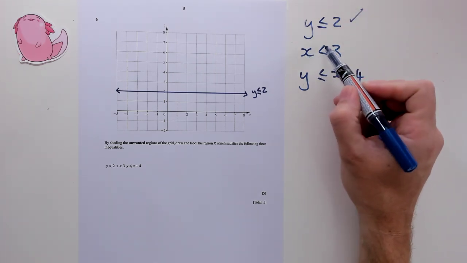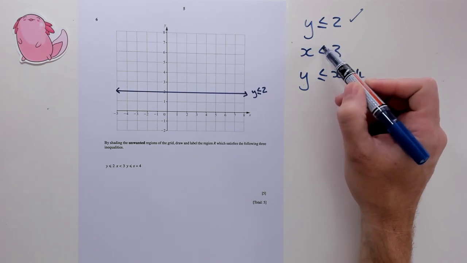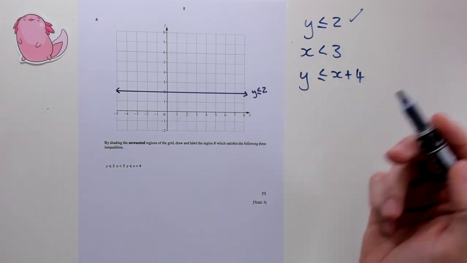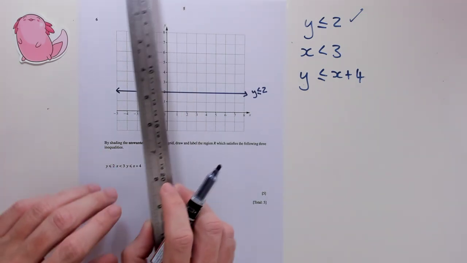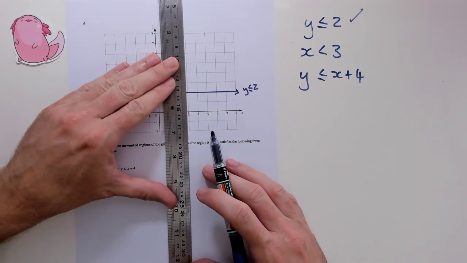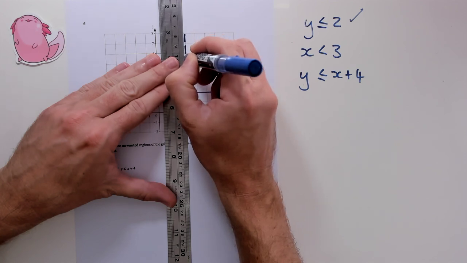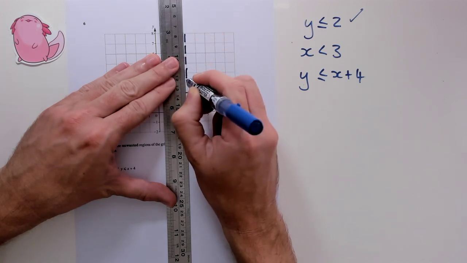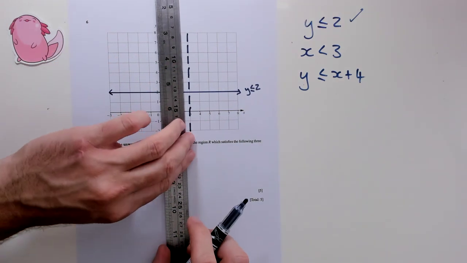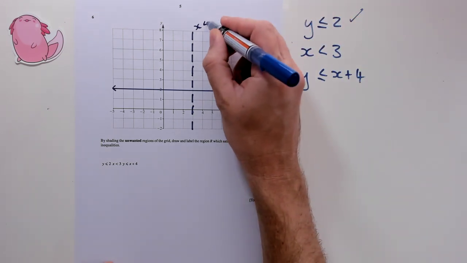The next one is X is smaller than 3, but this is not an equal sign, or it's not included, so it's everything just smaller than 3. So this line has to be a dashed line. I'm going to find where X is 3, which is there, and I'm going to make a dashed line. So there we go, nice dashed line. Even with my ruler I'm making, oh well. Anyway, so this line is X is smaller than 3.